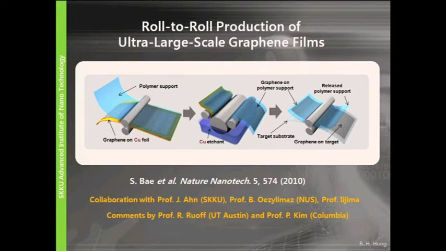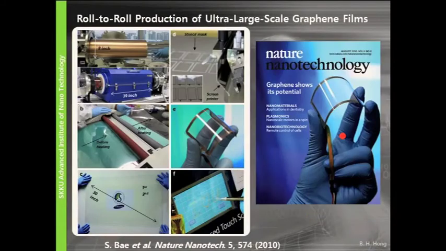Here, we have used a polymer support to hold the graphene while we etch away the backside copper layer. And then we transfer graphene onto an arbitrary substrate using this simple roll-to-roll process. We have used this film to fabricate a touchscreen like this, and it works perfectly, as I will show later.